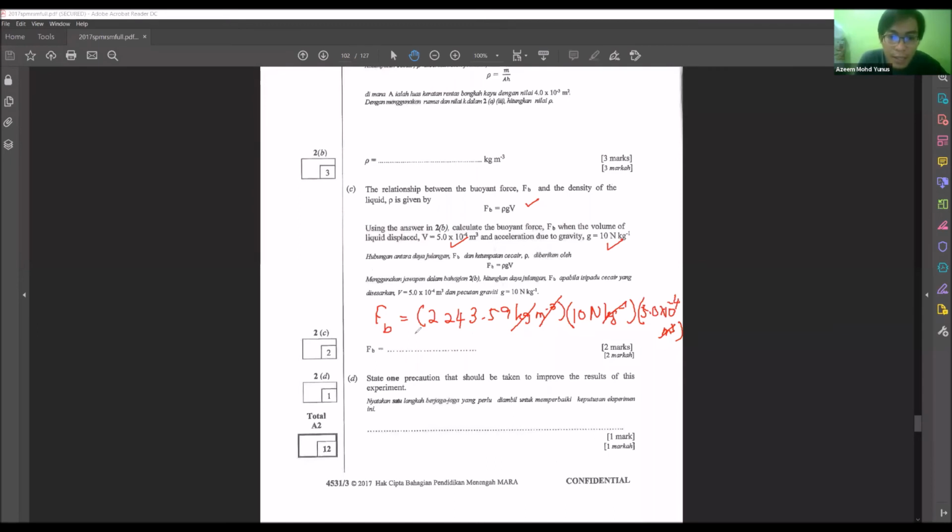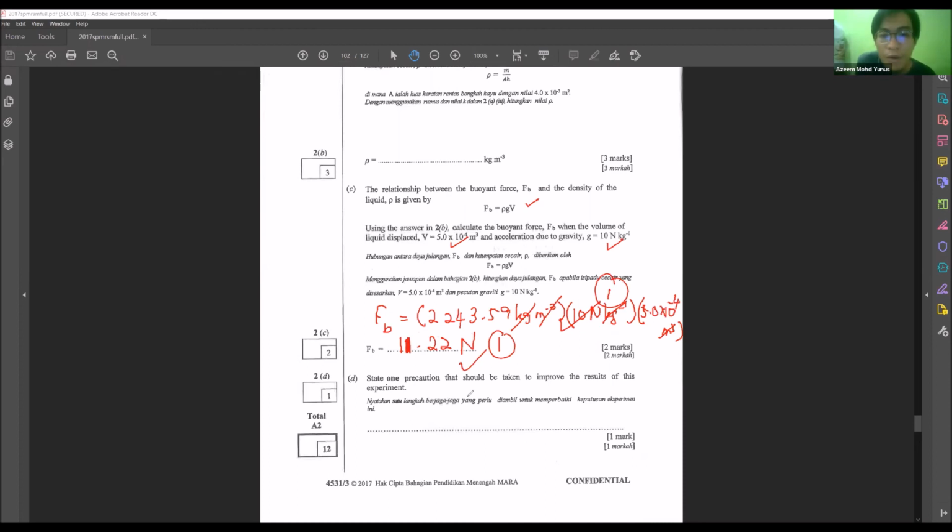We should get 11.22 Newton. Okay, make sure that you write the 11 correctly. Okay, that is the answer, with the correct unit. So this is 1 mark for the calculation, and then the answer with the correct unit, 1 mark.